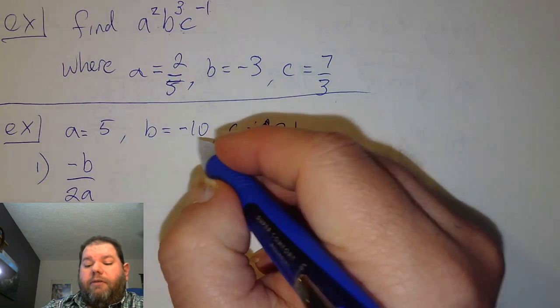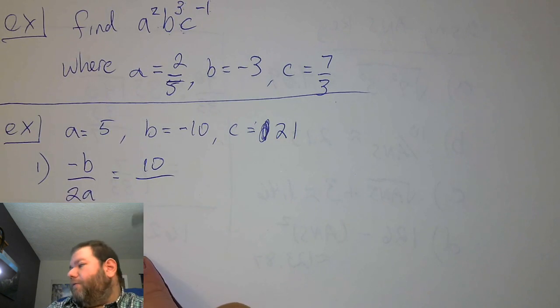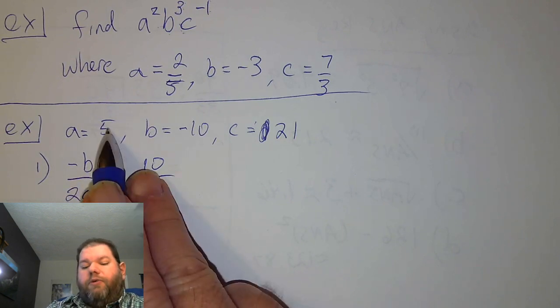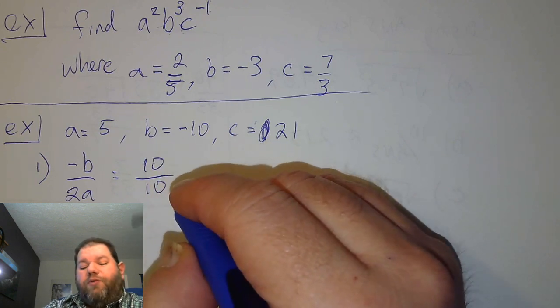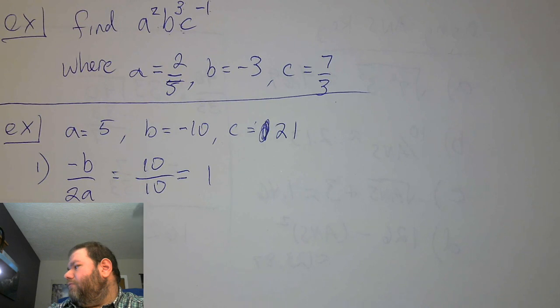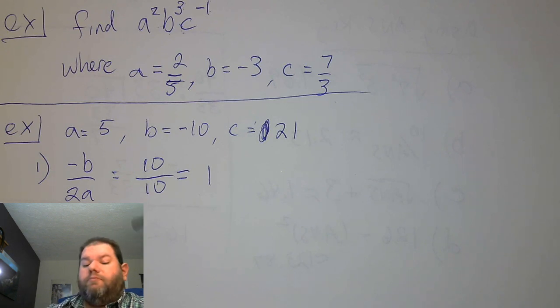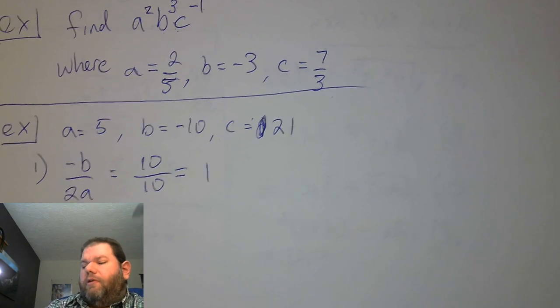Yeah, it'll end up being a +10, and then 2 times 5 on the bottom. We can plug that in, that'll be a 10 as well, and then we just do 10 divided by 10. We don't really need a calculator for that, that'll just be a 1. Okay.